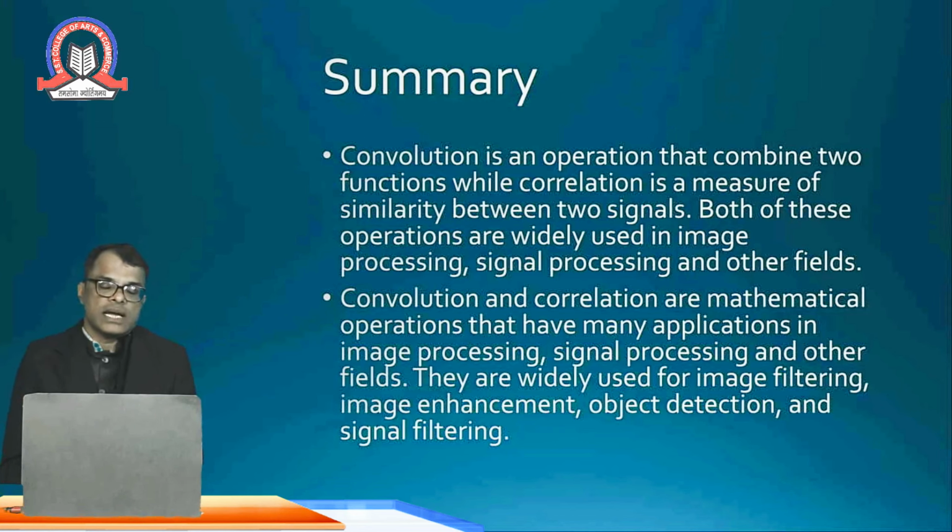So now let's summarize what we learned today. Convolution is an operation that combines two functions, while correlation is a measure of similarity between two signals. Both of these operations are widely used in image processing, signal processing and other fields. Convolution and correlation are mathematical operations that have many applications in image processing, signal processing and other fields. They are widely used for image filtering, image enhancement, object detection and signal filtering.